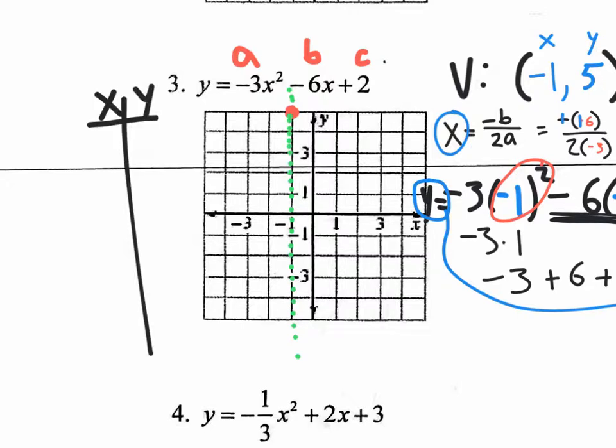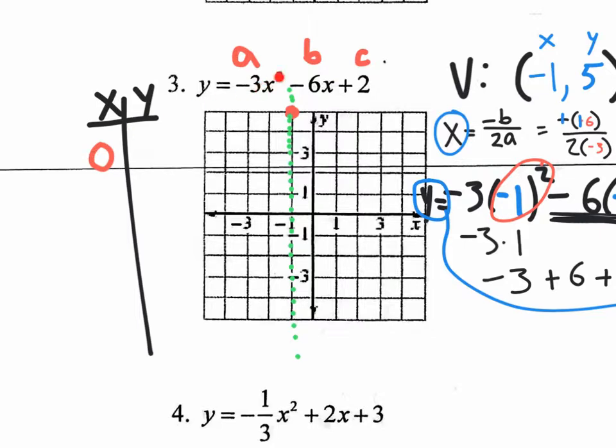So what number is the easiest to plug in? 0 is the easiest, right? You know why? Whenever you plug in 0 for x, and you have a standard form quadratic trinomial equation, your c value is always going to be your answer. I mean, you can do the math if you want.